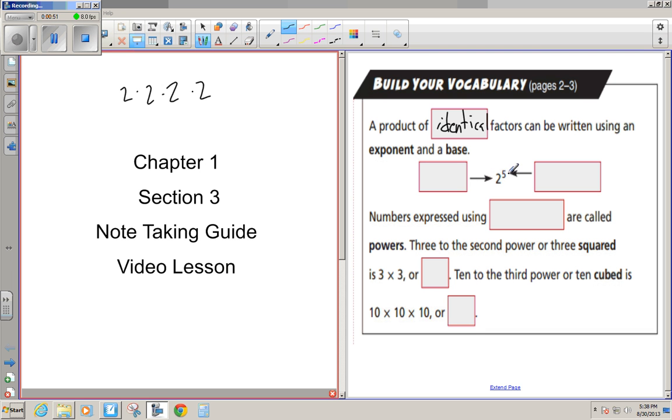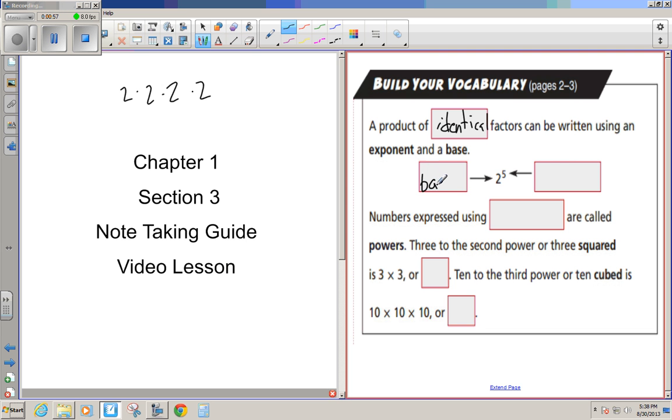So what these arrows are pointing at are each individual piece. The 2 is considered the base. The 5 is considered the exponent. Now numbers expressed using blank are called powers. So numbers expressed using exponents are called powers. 3 to the second power, or 3 squared, is 3 times 3. 10 to the third power, or 10 cubed, is 10 times 10 times 10.